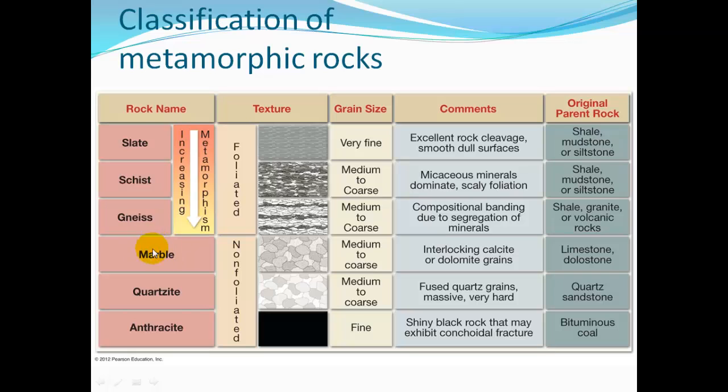Those are foliated. So the non-foliated, we have marbles, quartzites, and anthracites. The marbles, okay, the limestone and dolostone, their calcite grains or dolomite grains will recrystallize and form these interlocking crystals. Quartzite is from quartz sandstone. So the quartz grains will recrystallize and fuse together. We have a very hard rock called quartzite.